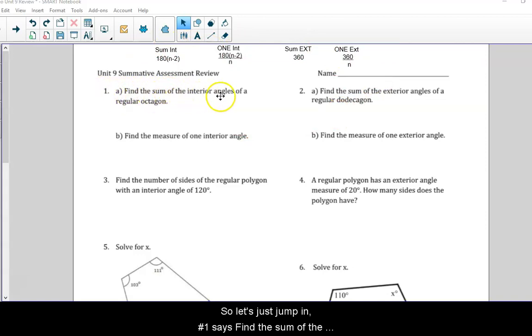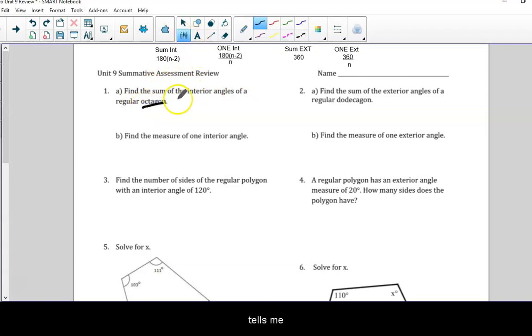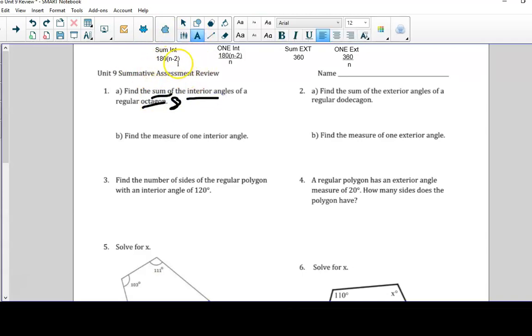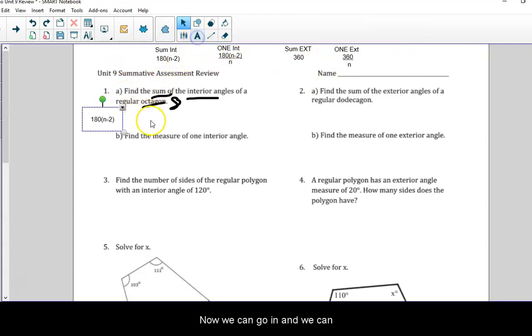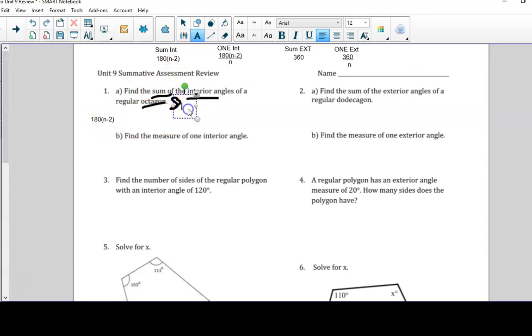Number 1 says, find the sum of the interior angles of a regular octagon. So automatically, octagon tells me 8. If it says sum of the interior, we're dealing with this. Let's just copy paste this guy. This is the winner. Sum of the interior. If I were you, I would put all 4 of those equations on the top of the sheet. Then just one-stop shop. Now we can go in and type in what we need.